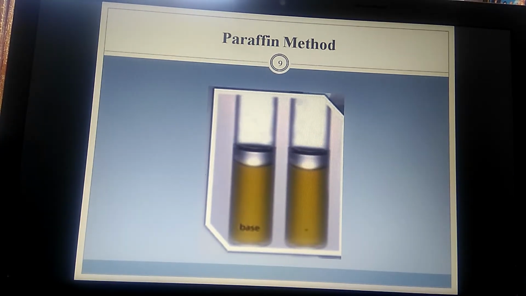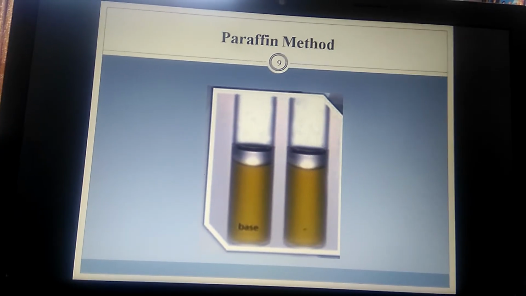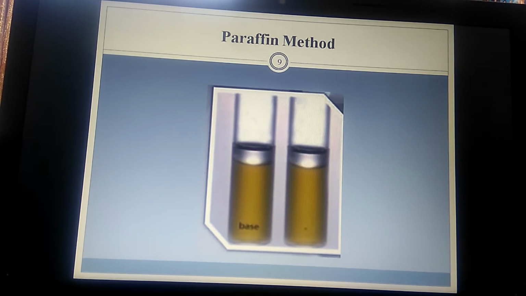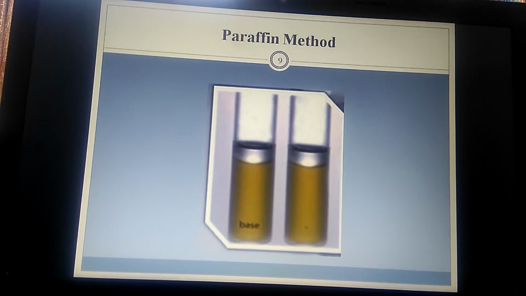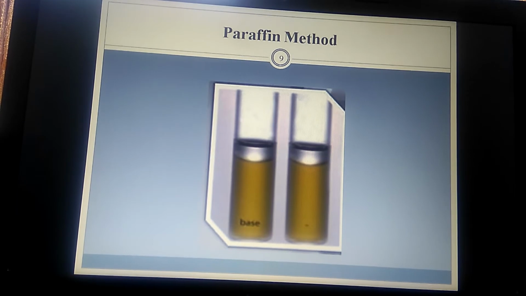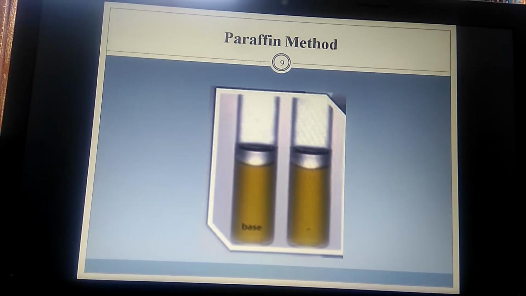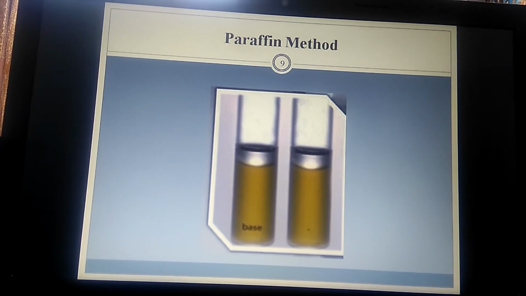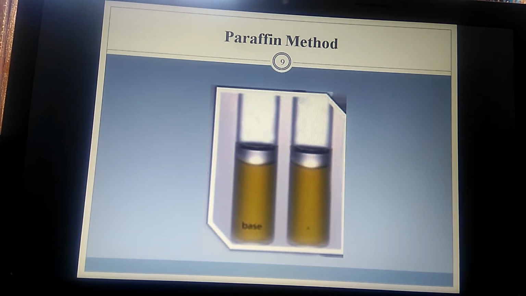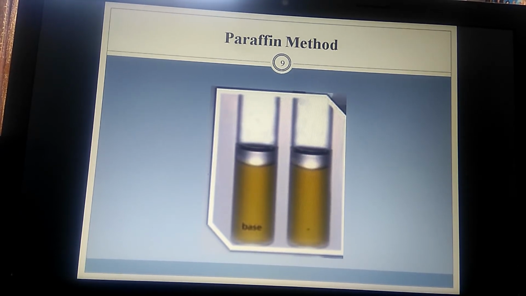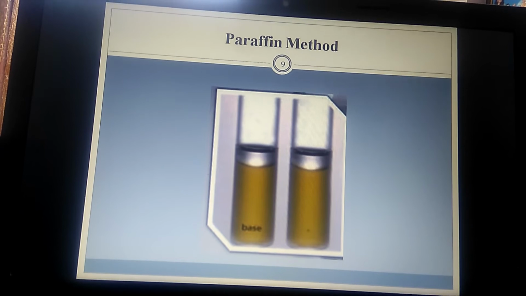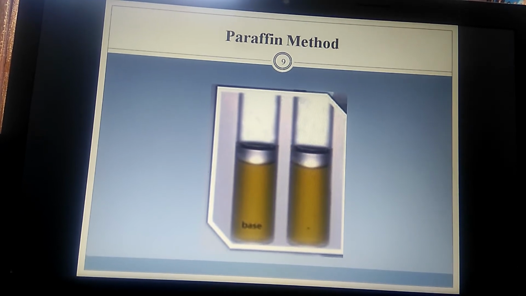Then there is something called the paraffin method. We know paraffin and mineral oils are all fatty contents, so this will help in preservation. How will it help us? We generally use this for slant cultures. We add paraffin to the slants. This will create an oily layer, so the dehydration will be completely stopped.